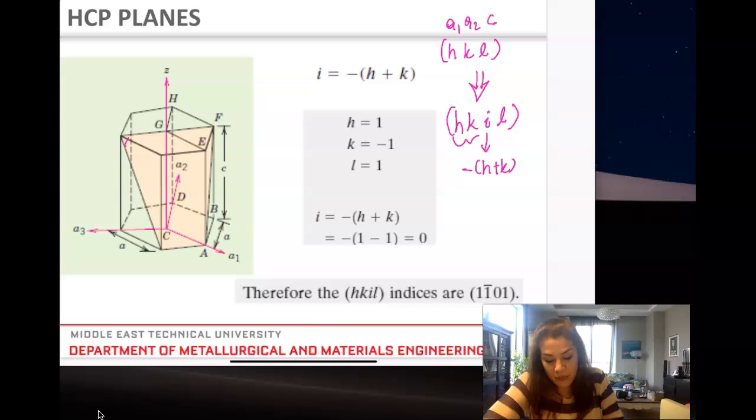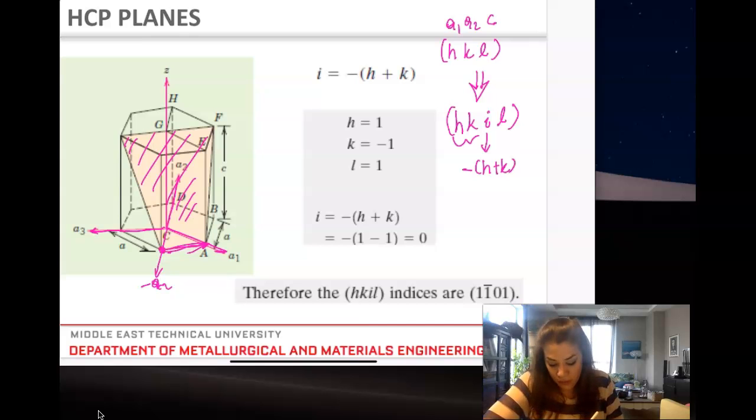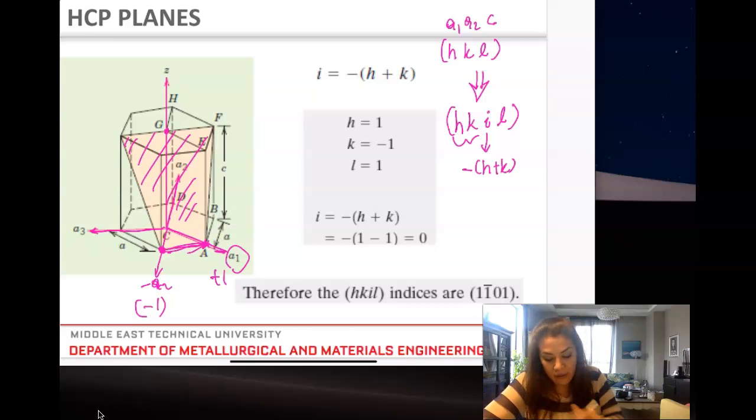So if you look at the specific plane here, that plane in between A1 and A3 is intersected with A1 at 1, and it is also intersected with A3 at, sorry, at minus 1. With A2, this is negative A2, so it is intersecting A2 at negative 1, and it's intersecting A1 at positive 1. So what is my H, K, and what about L? At C, it's also intersecting at plus 1. Okay? So these are the three-axis Miller indices for this specific plane.